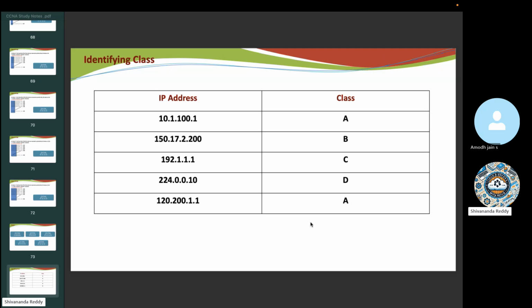Now, looking at an IP address, we need to judge which IP address belongs to which class. So we always remember that only the first digit is referred to, right? Yes, sir. That's the reason. The first one is class A, 150 is class B, 192 is C, 224 is D, and 120 is A.